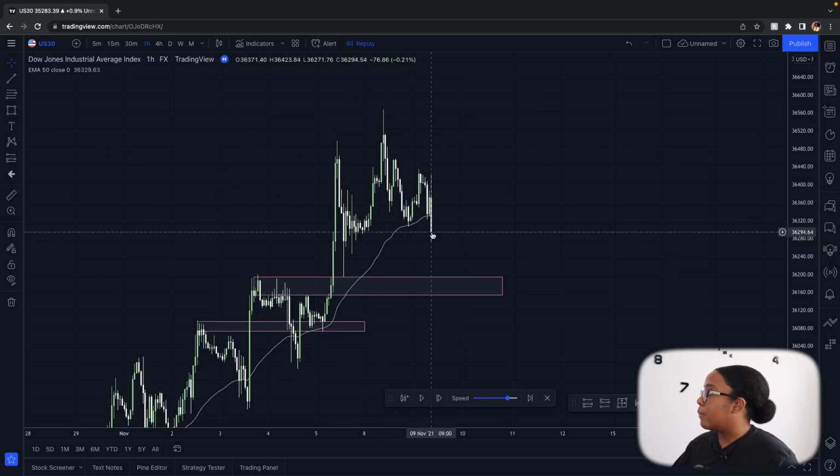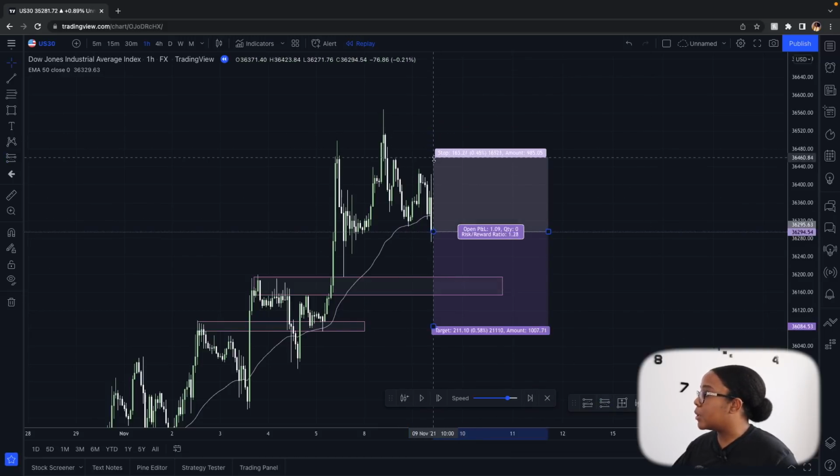So I want to see if now it might want to come back to this liquidity area before maybe pushing up or breaking down below it. So let's just set that up. So this would be 10 a.m., which is when I wanted to trade.